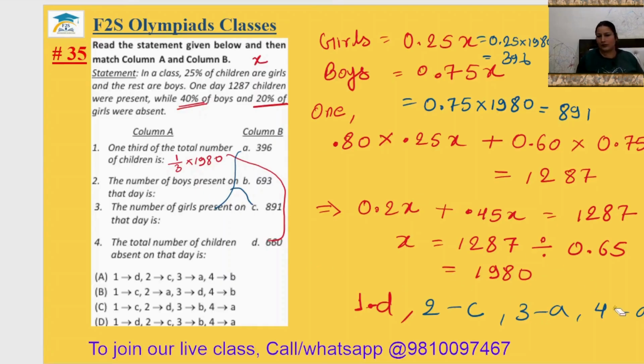One has matched already with B. Okay, so it will be B. So 1D, 2C, 3A, 4B. It is in option number A. The 35th answer is option A.